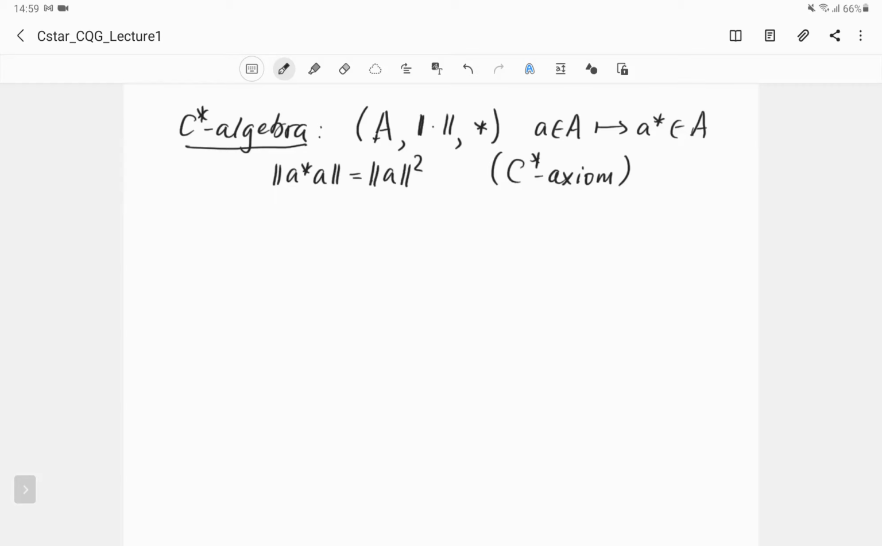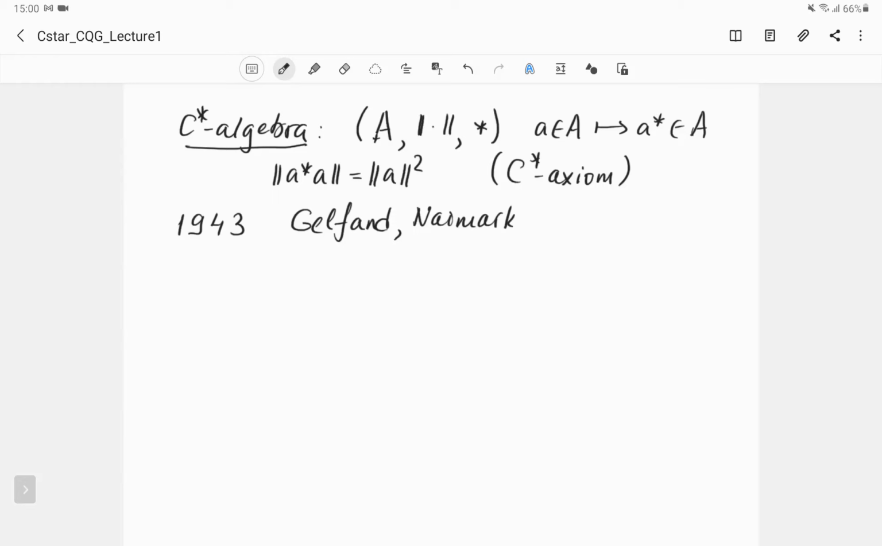C-star algebras were first introduced in 1943 in a foundational paper by Gelfand and Naimark. This paper was extremely important and very influential. Some people even say that this paper changed the face of modern analysis. So in some sense, it made the modern analysis much more algebraic than it was before.